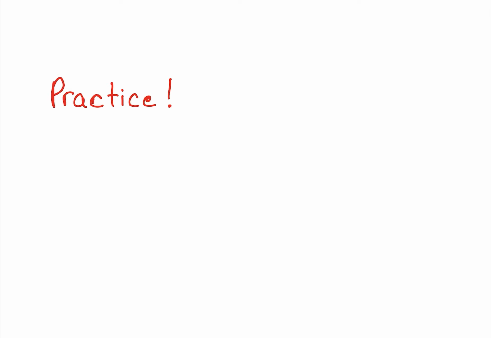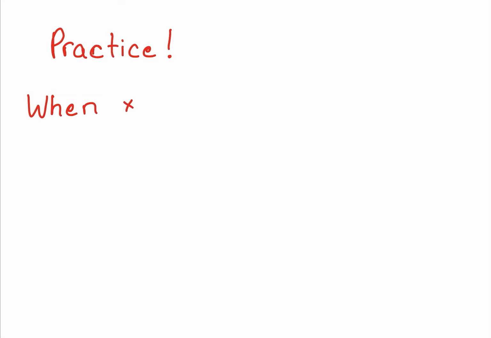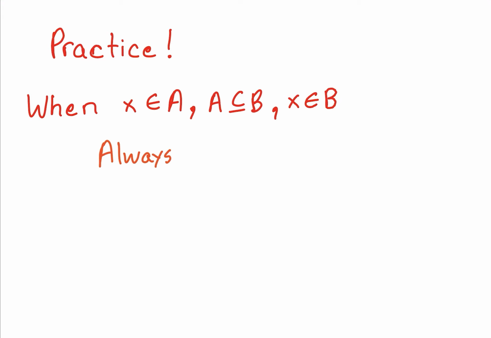Number 1. When X is an element of A and A is a subset of B, X is an element of B. Pause here to answer. Now, this statement is always true, simply because for A to be a subset of B, B has to have all the elements of set A, which means that if X is an element of set A, it has to be an element of set B. There is no sometimes or never. This is always true.